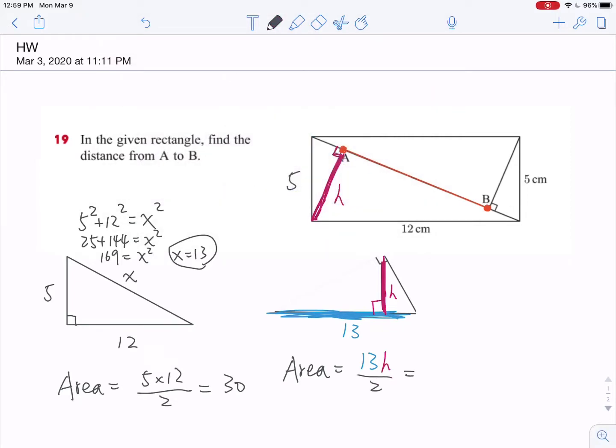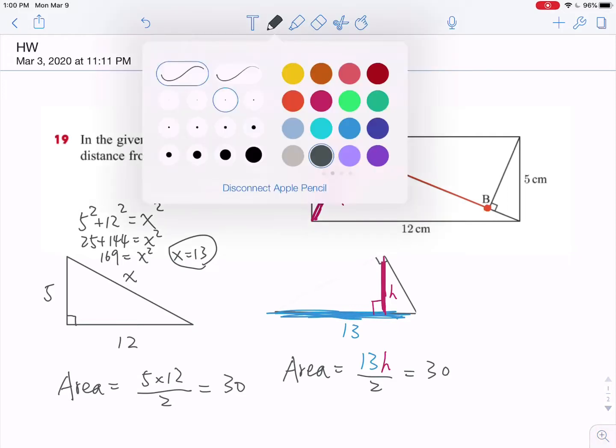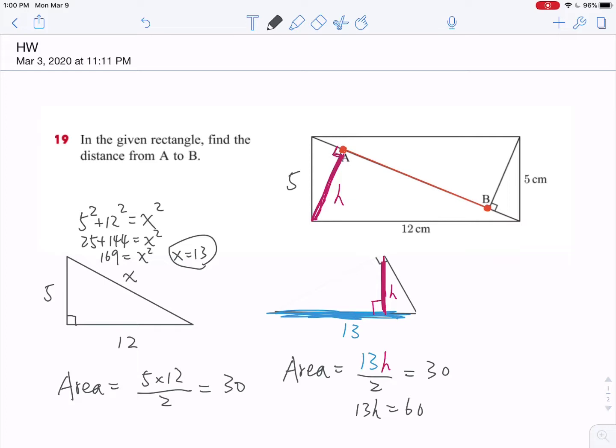And we know that the area is always going to be 30, right? No matter which way you do the calculation, the area of this triangle, we already know, equals 30. That's how you can solve for your h. Okay, so 13h equals 60. If you move the 2 to the other side, you will get h equals 60 over 13. Okay, so this length over here is 60 over 13. Using that, maybe that can help you guys find out the length from A to B.